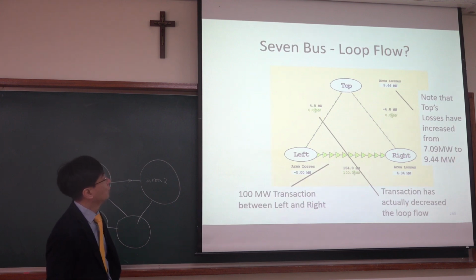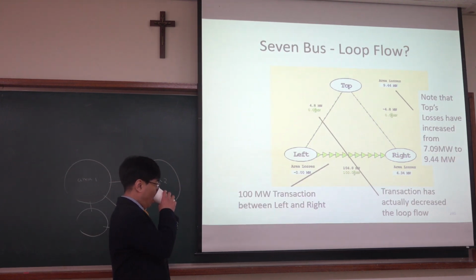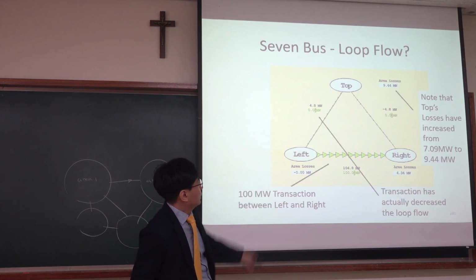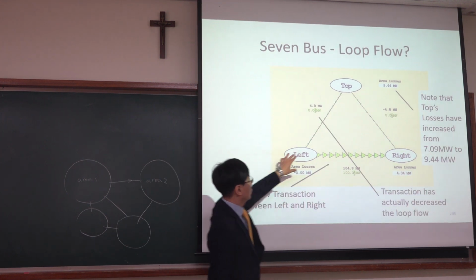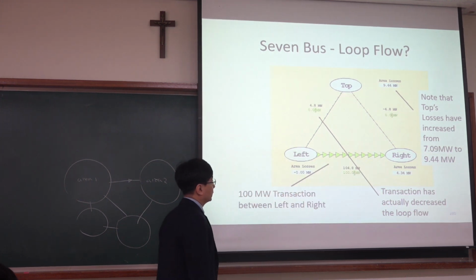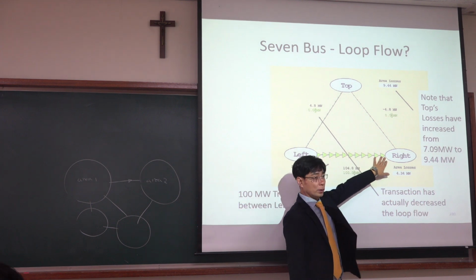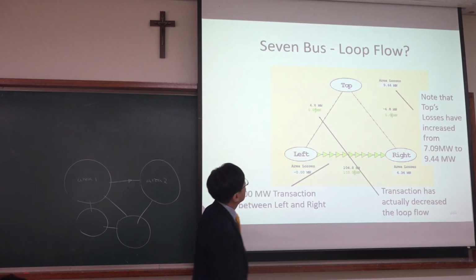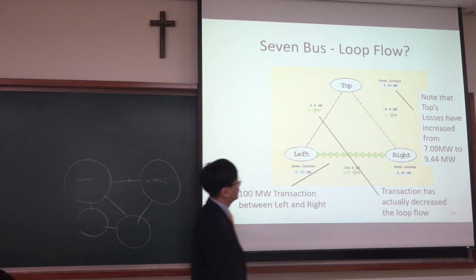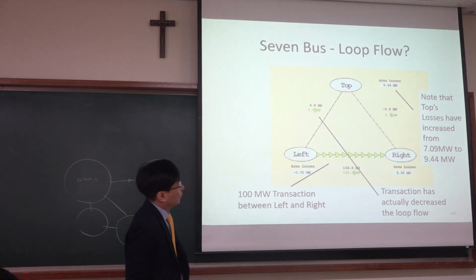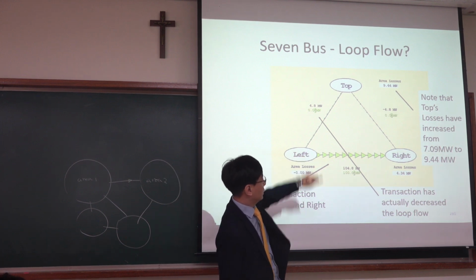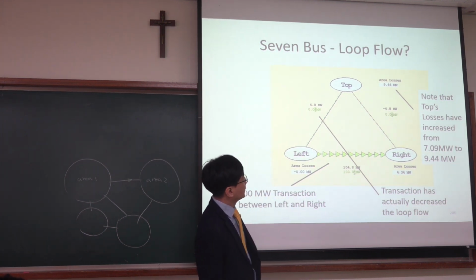And this is another case. Actually these two areas have a power transaction of 100 megawatt. So this is exactly 100 megawatt. But we have other undesired power flows, even though they are very small. And here, yeah, the power losses increase from the previous case. Anyway.